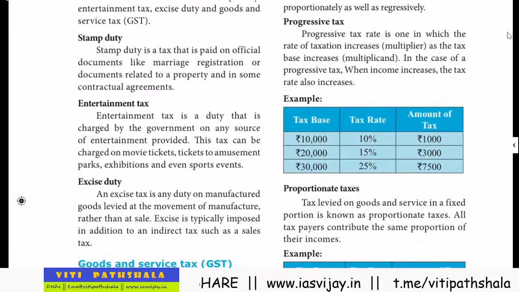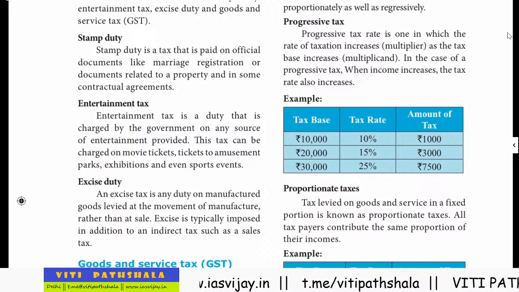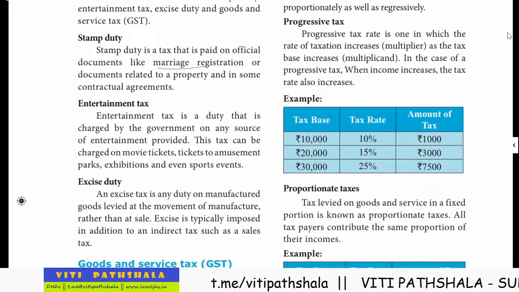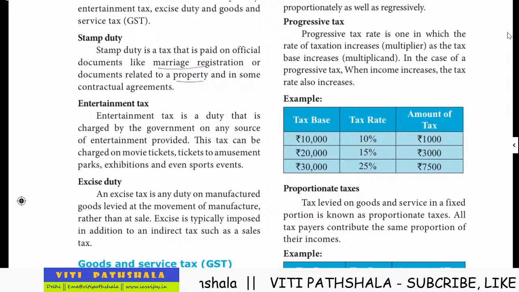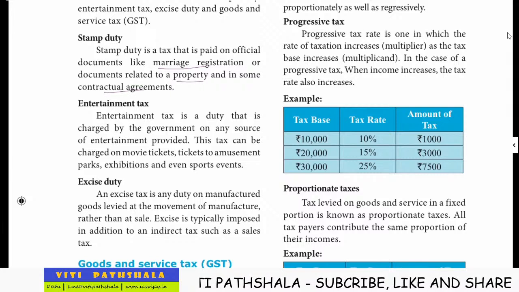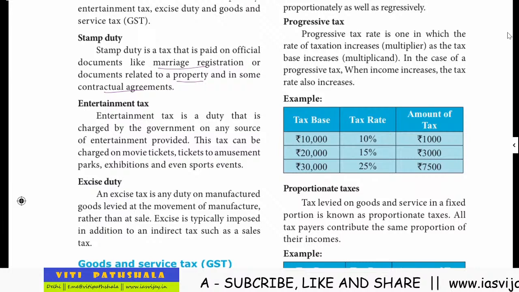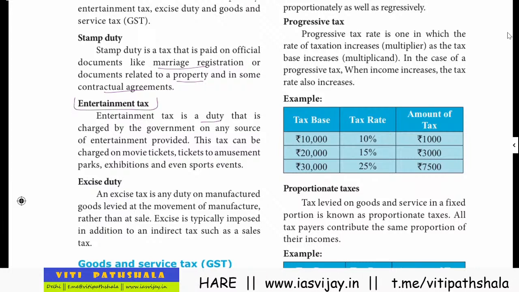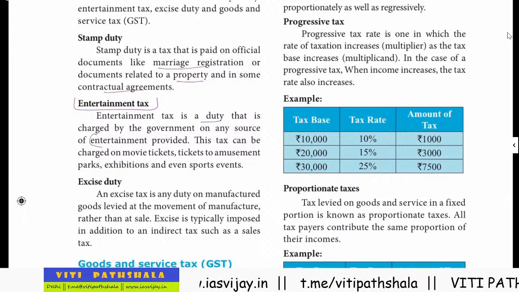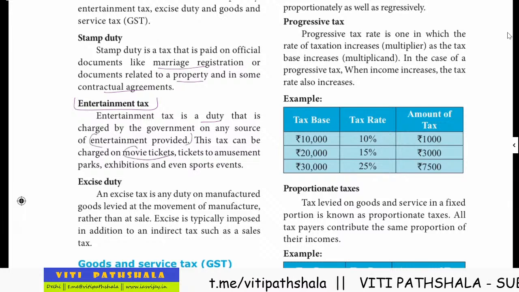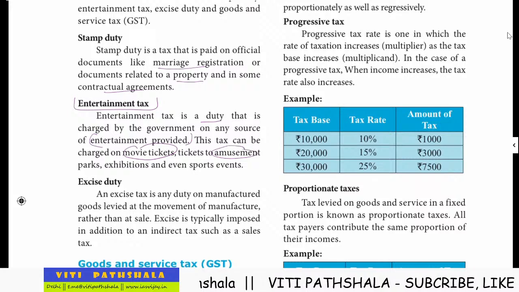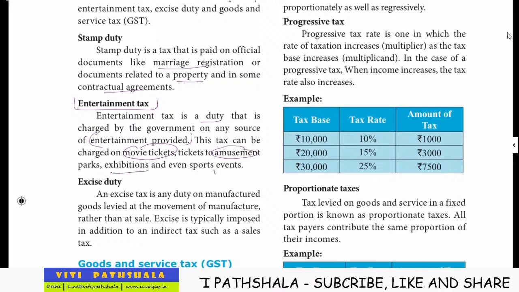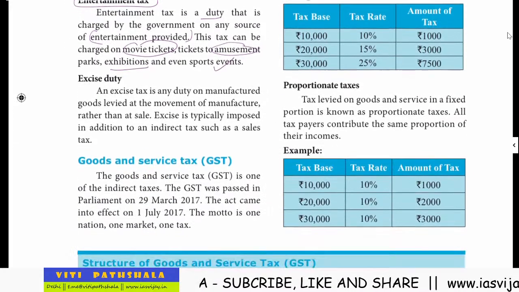Stamp duty is a tax that is paid on official documents like the marriage registration document, documents related to property, and some contractual agreements that you make. Then the entertainment tax. Entertainment tax is a duty that is charged by the government on any source of entertainment provided. For example, movie tickets, tickets to amusement parks and exhibitions, even sports events also have entertainment tax.